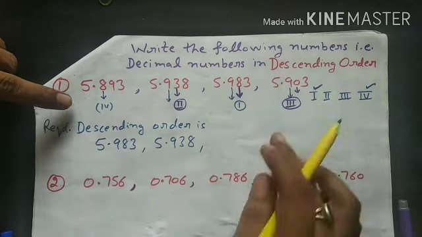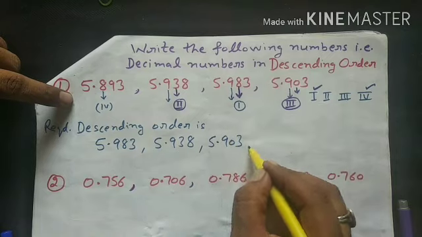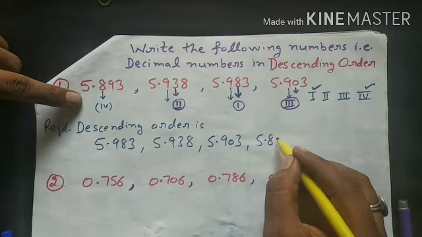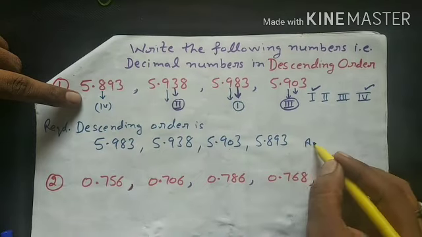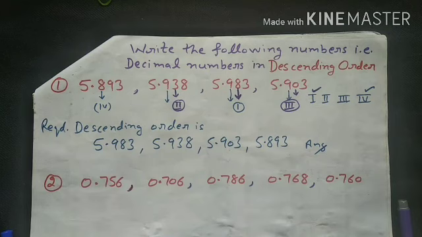5.938. And on the third position, 5.903. And which is on the last position? 5.893. So student, this is the required answer. I hope you have understood this explanation.